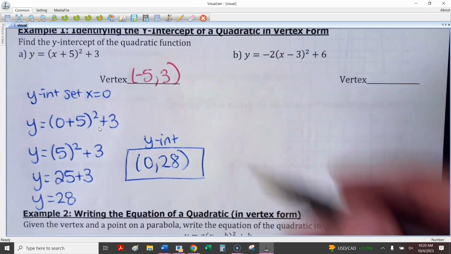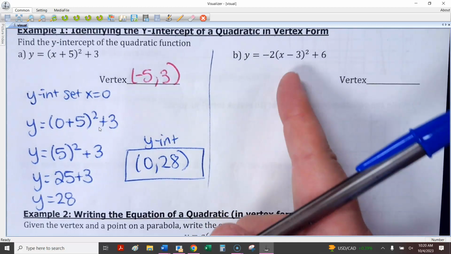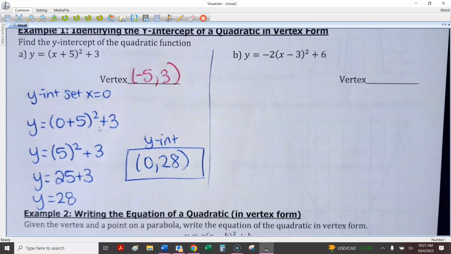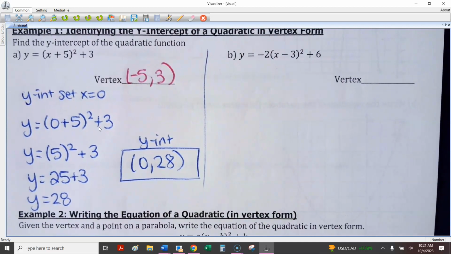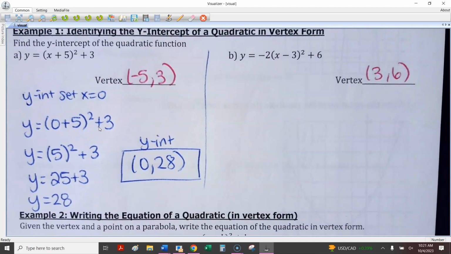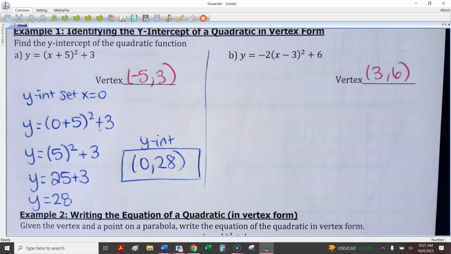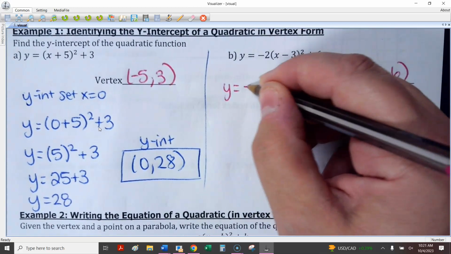Okay, let's just practice one more. This one has an a value that's not 1. What is my vertex for that second example there? Can you tell me what the vertex would be? What do you think? (3, 6). Opposite copy. All right, now, don't write down 6 as your y-intercept, because it's not. You're just going to plug in 0. Everywhere you see an x, just put in a 0.